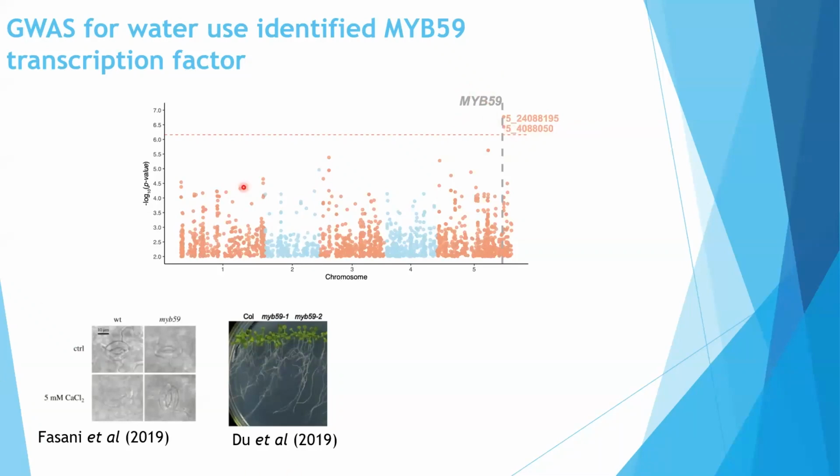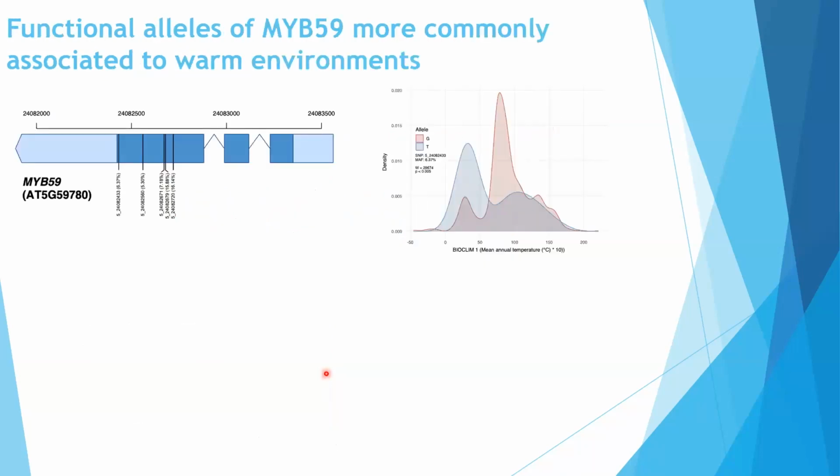And just when we were doing this, two papers came out at a similar time, which implicated MYB59 in being involved in stomatal conductance and root growth. So if you remember, we're talking about water use, and we've identified a gene that's clearly involved in stomata, which balances water use with carbon gain, and root growth, which is important for promoting water uptake. So we have pretty high confidence that this gene is probably involved in water use.